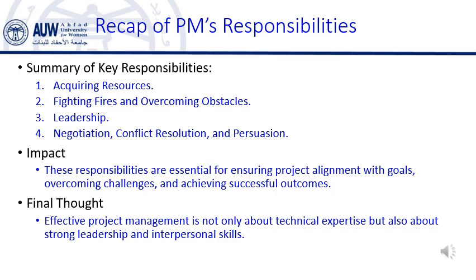6. Ensuring project success. Finally, the PM's ultimate responsibility is ensuring the overall success of the project. This includes delivering the project on time, within budget, and to the quality standards agreed upon. The PM must ensure that all aspects of the project, from planning to execution, are carefully managed to achieve the desired outcomes.